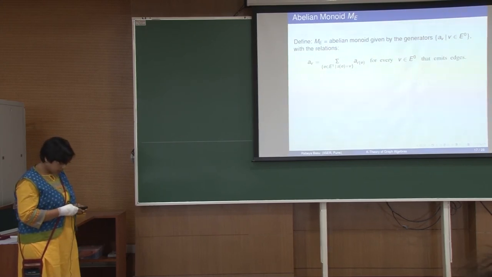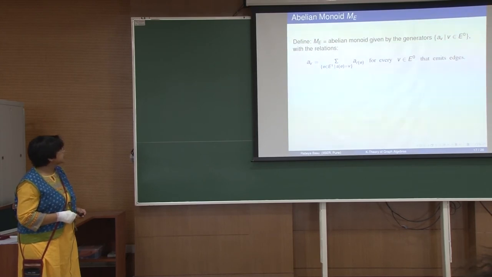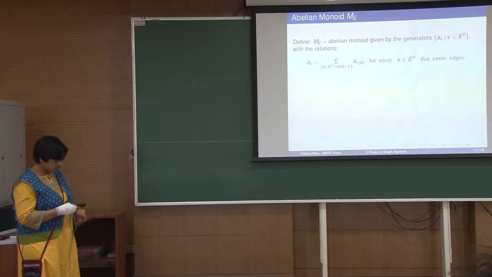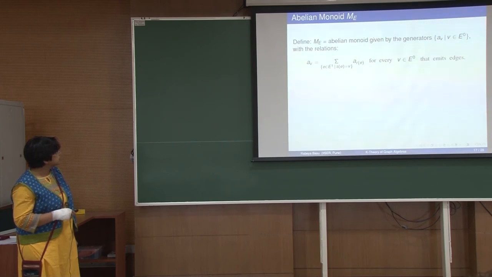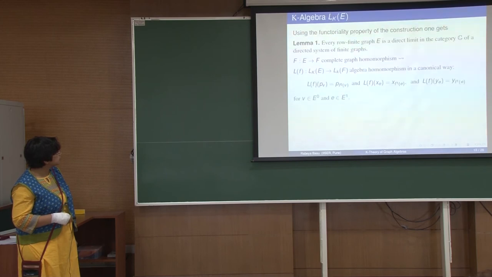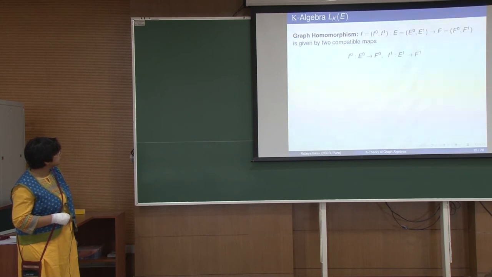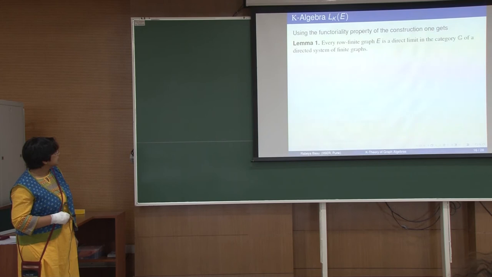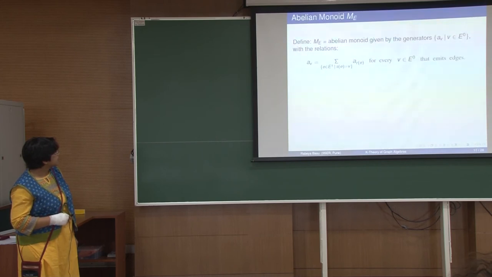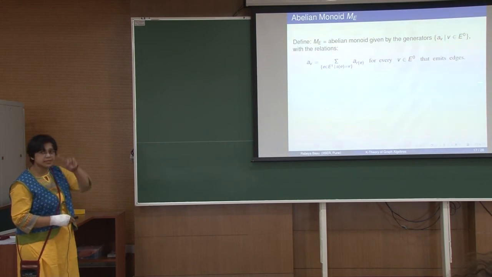I'm going to construct a monoid M_E using this graph E. Define M_E as the abelian monoid given by the generators a_v with the relation. This relation is just motivated by the way you define a_v as a projection. We just take a_v to be the summation of a_r(i) for every v that emits edges.